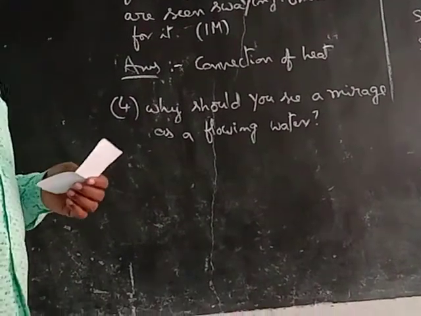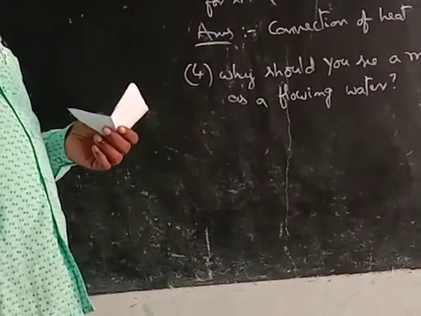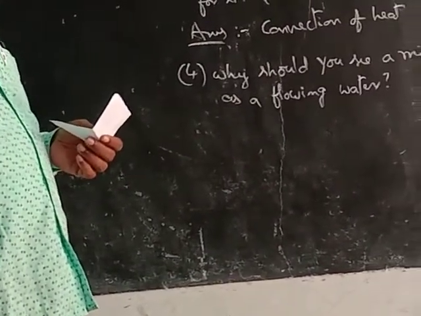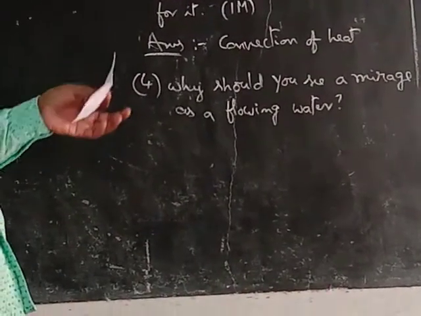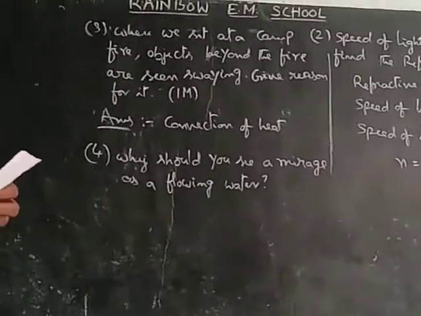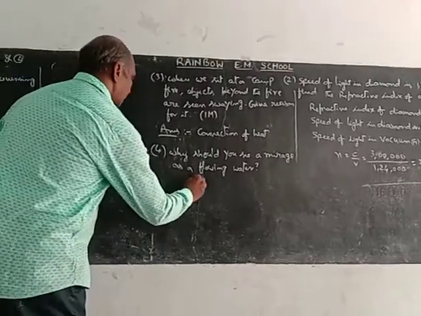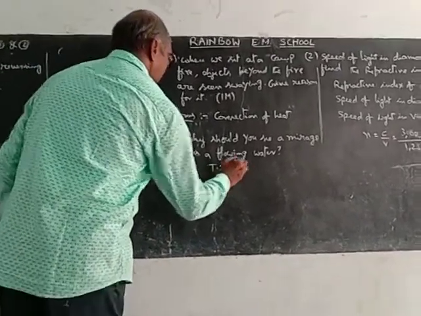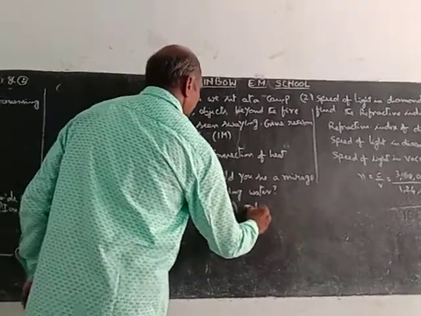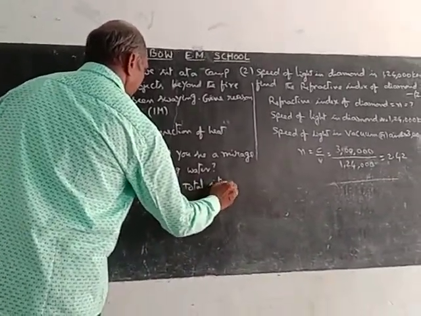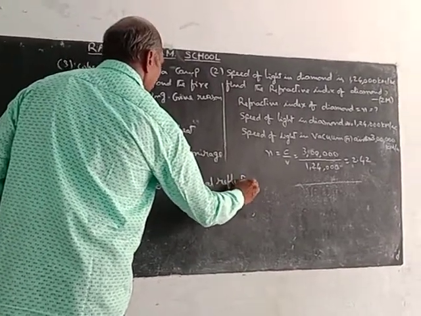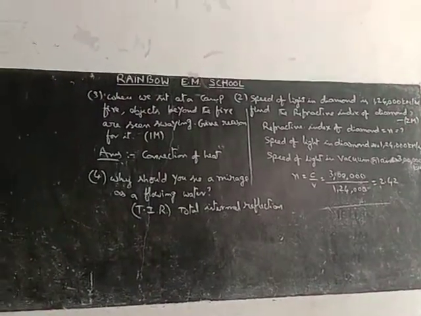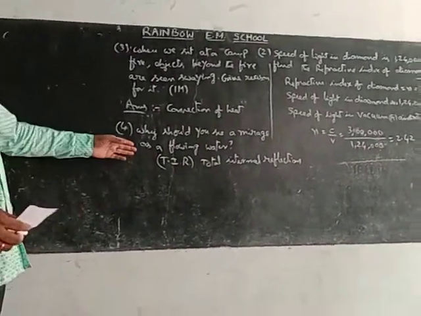During that time, the air just above the ground level has less density and a lower refractive index. The air far away from the ground level has more density and a higher refractive index. That's why total internal reflection, TIR, takes place. Because of the total internal reflection, these appear to be like flowing water. This is the answer.